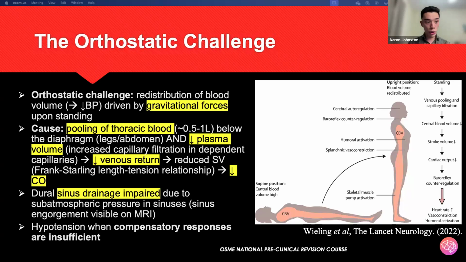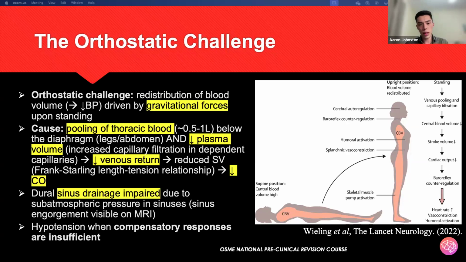So the orthostatic challenge then, what is the orthostatic challenge? It's essentially the challenge to the cardiovascular system upon standing, driven by a redistribution of blood, particularly below the diaphragm. The thoracic blood moves to below the diaphragm and particularly into the GI tract and into the legs. This leads to a reduction in the venous return by 2 mechanisms. One, because there's simply less blood returning to the heart because it's now in the lower half of the body, but also due to a decrease in circulating plasma volume. What causes this? Well, this is driven by an increased filtration in the dependent vasculature.